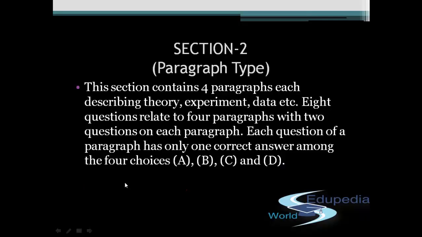Okay, so let's start with section 2. Section 2 contains the paragraph type of questions. In this section there are 4 paragraphs, each of which describes some theory or experiment or data is given. 8 questions relate to the 4 paragraphs, that means a total of 2 questions per paragraph. And for each of the questions, only one of the 4 given options A, B, C or D will be correct. So let us look at the questions one by one.